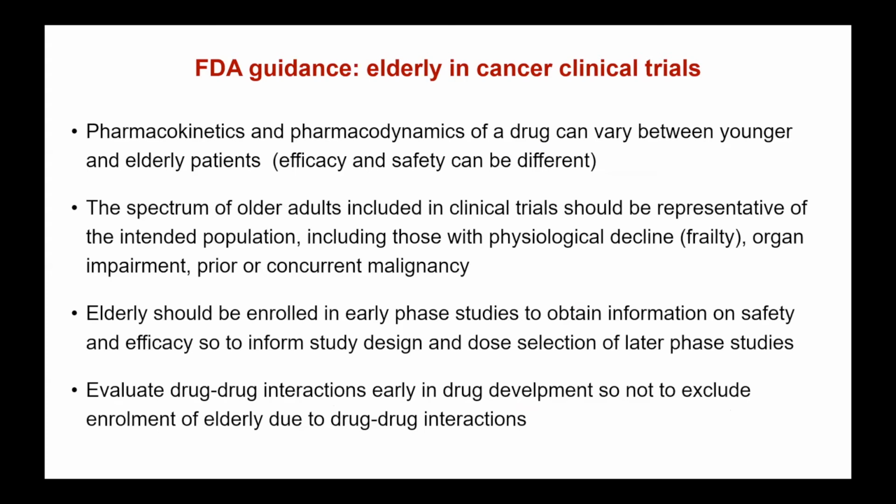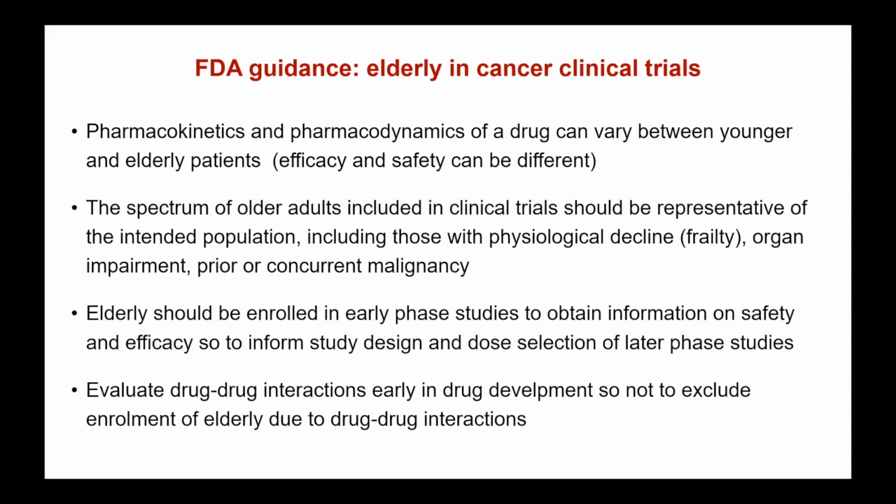They state we know PK and PD are not the same in the elderly. And then, yes, interestingly, it states the spectrum of the older adults that are enrolled in the studies has to be representative of the intended population, not only because of the age, but also because of the physiological decline of the elderly. This is called the frailty, and we know the age does not necessarily represent the frailty of the patients.